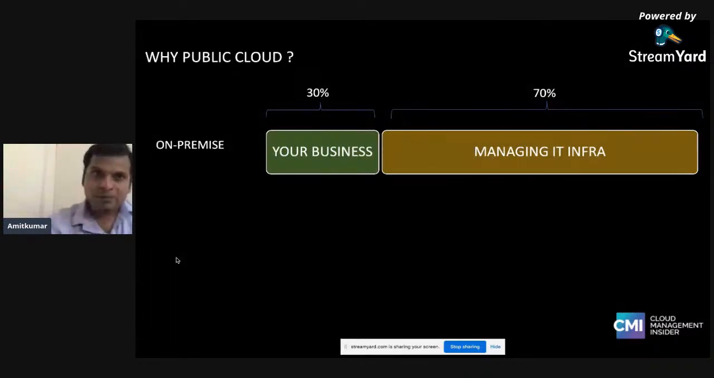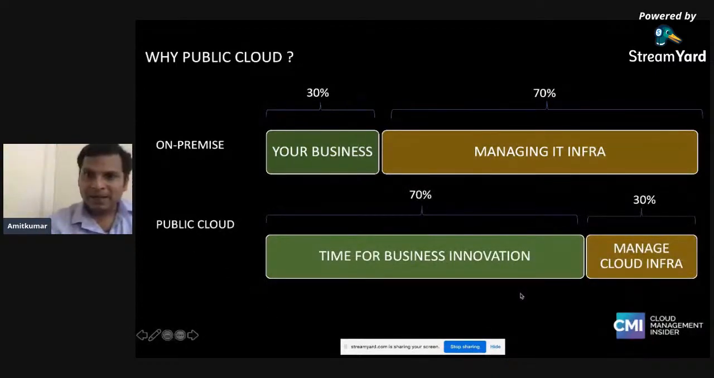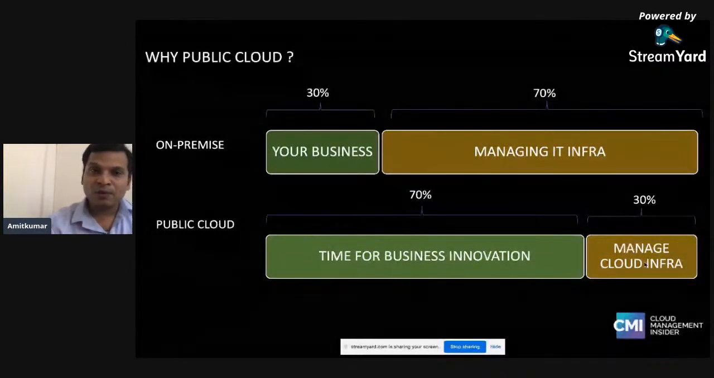Now what happens with a public cloud platform is that the management of the underlying infrastructure, the hardware, network, connectivity, security, everything is hosted with the public cloud platform. All you have to do is invest about 30% of the time of your total IT workforce to manage that cloud infra, which includes provisioning, some tuning, and using the services from the self-service portal. And the rest of the time gets released for business innovation.